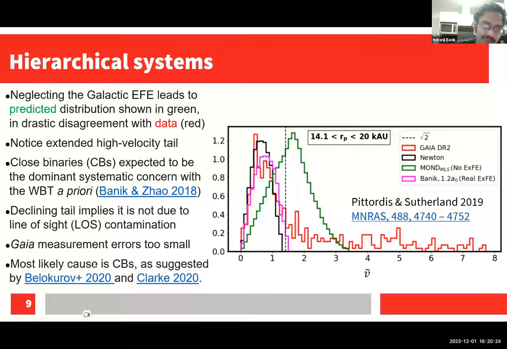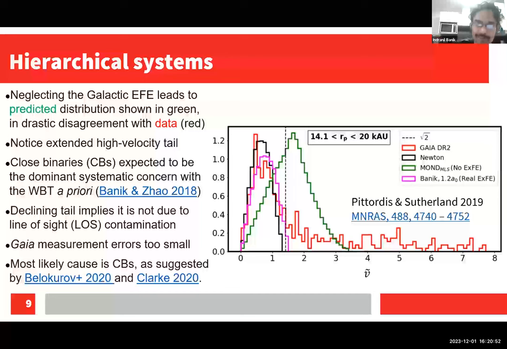What it is due to almost certainly is close binaries, which would create a declining tail, but it would go out much further than the limit of 1.4 in Newtonian mechanics, or the 1.7 limit in MOND. So I'll explain about close binaries in more detail, but hopefully that explains why I had a close binary as part of a wide binary in the first slide of my talk.